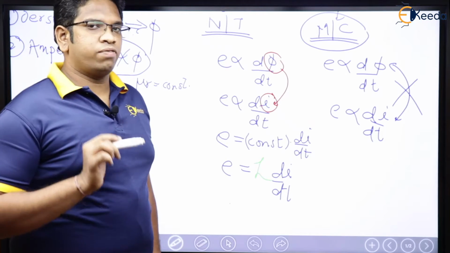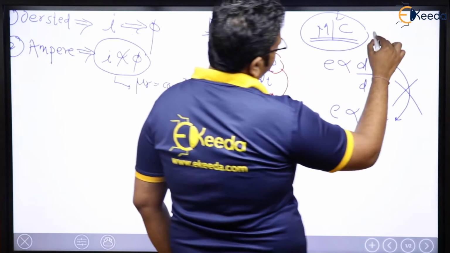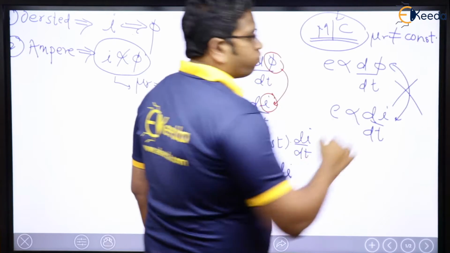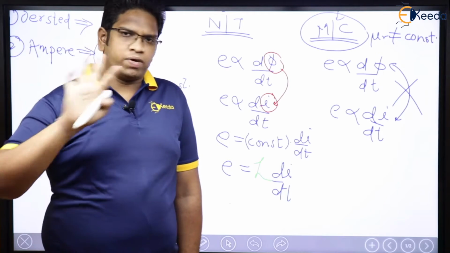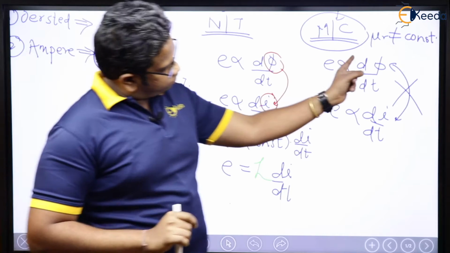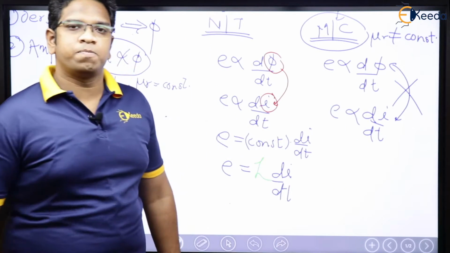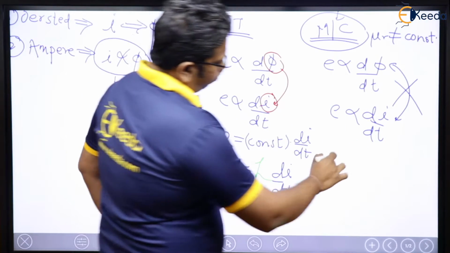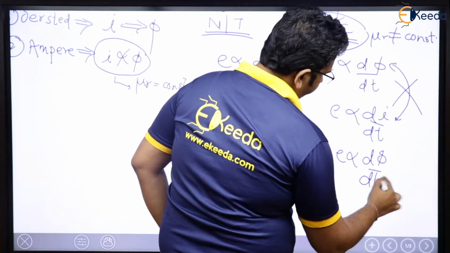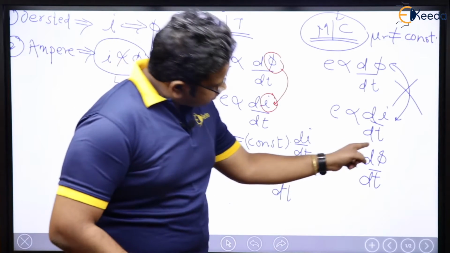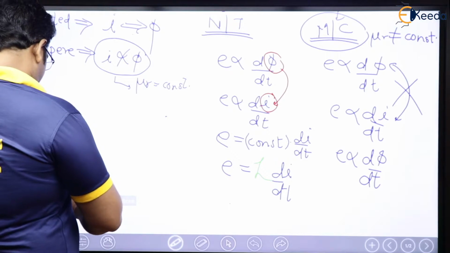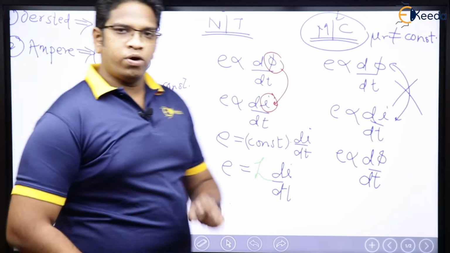Another thing we need to understand: machines are non-linear means mu r is not going to be constant. Why it is not going to be constant, we will discuss, don't worry, time will come. But for time being, you need to understand that this particular phi cannot be replaced with i. Which means whenever I talk about EMF, I have to analyze in flux domain only. I hope you have understood the point.